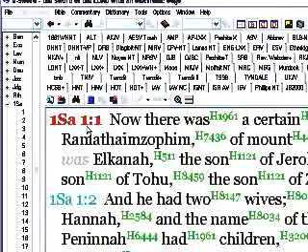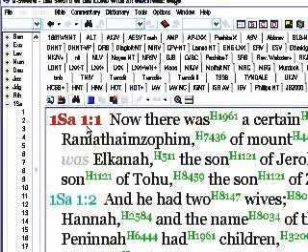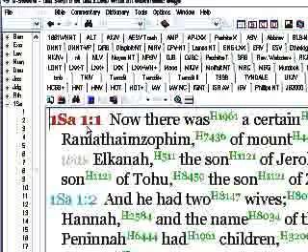So in the story, there's a lot of push and pull. You have Hannah against Peninnah. You have Samuel being contrasted against the sons of Eli, and you have the start of the decline of the priests of Eli, and you have Samuel contrasting with Saul.